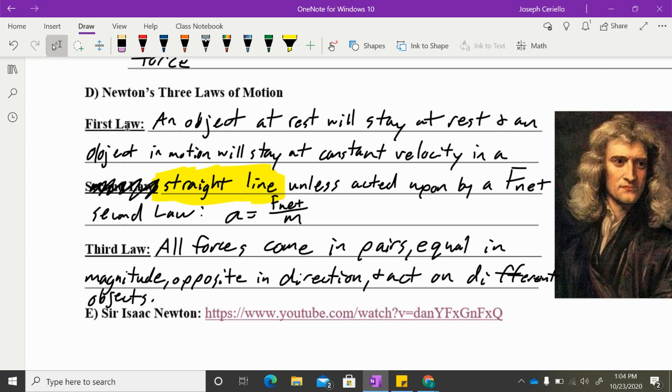The second law is pretty straightforward: a equals F net over m. And the third law, people always forget. They always say, oh, equal and opposite forces. But just keep in mind, all forces come in pairs. Those pairs are equal in magnitude, opposite in direction, and act on different objects. For example, an action-reaction pair is like if I push my hand down on a desk with 100 newtons, the desk pushes back on me with 100 newtons. Notice how the forces are acting on two different objects, the desk and me. So just keep that in mind as well.